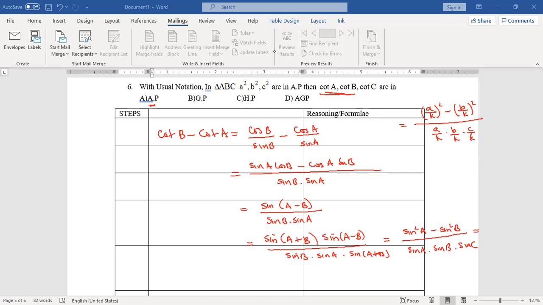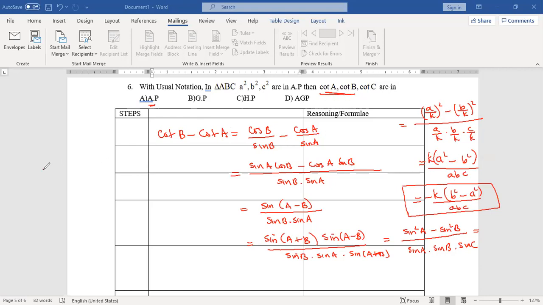So finally, what answer I'll be left with? A square minus B square, one K will come to numerator and ABC. Fine. If you take a minus common, I'll get B square minus A square upon ABC. This is a value of what? Cot A minus cot B.